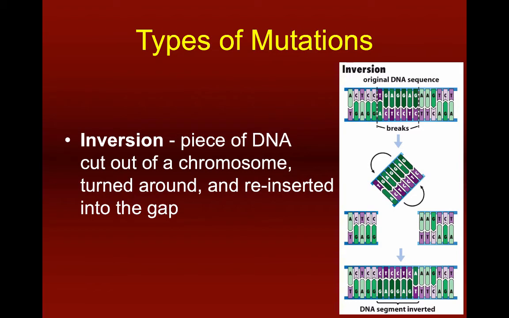Now, an inversion mutation occurs when a piece of DNA is removed from the original strand, the original chromosome, flipped around 180 degrees, and put back in place. You might expect that to be pretty disastrous for the phenotype, but it doesn't necessarily always have that big of an impact, because if you do this to the entire gene, removed from the chromosome, flipped around, and stuck back in, the sequence of letters is still the same. It's just reading in the other direction now to get that sequence.